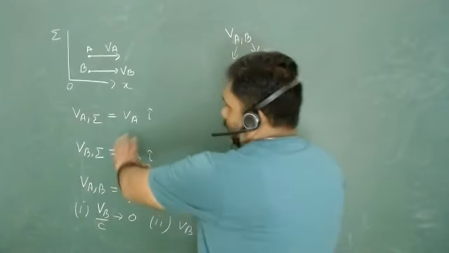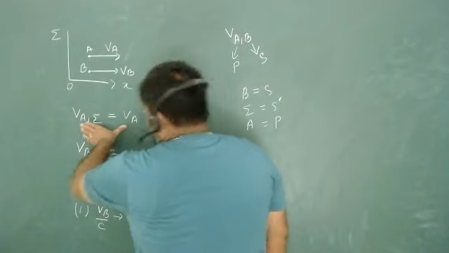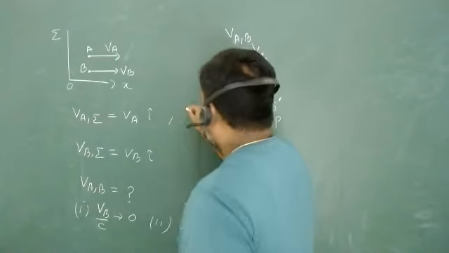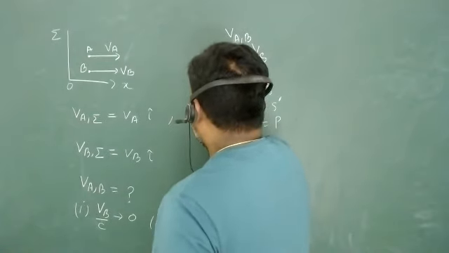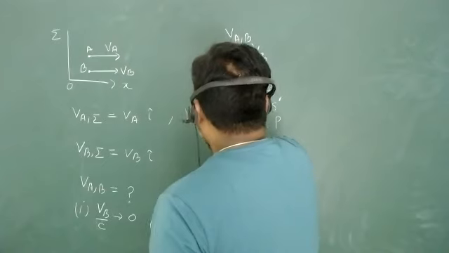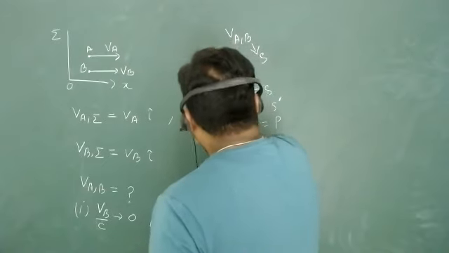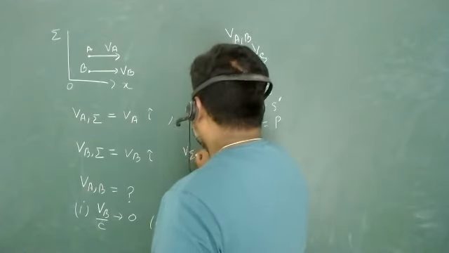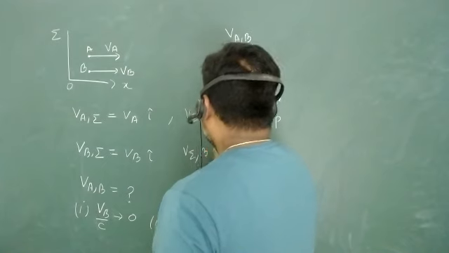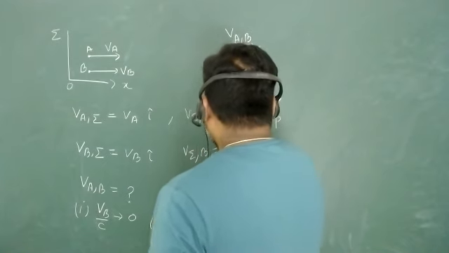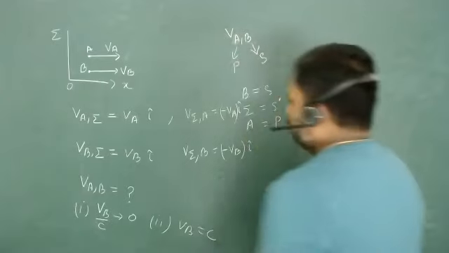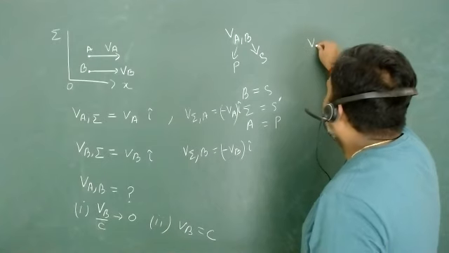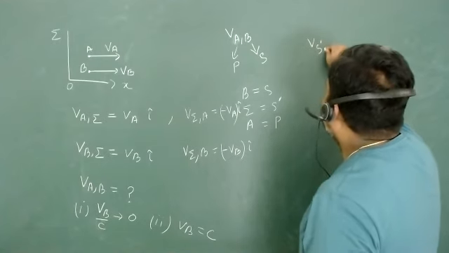And now this is not only one information. This is actually two information. So I can write this information as velocity of sigma with respect to A is minus VA in I cap direction. I will keep minus here. Okay. And similarly, velocity of sigma with respect to B is minus VB in I cap direction. That's it.